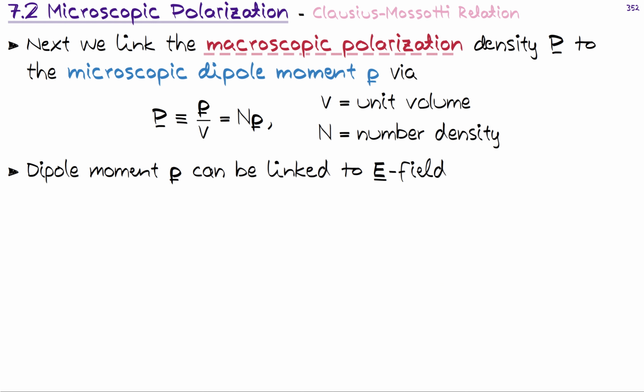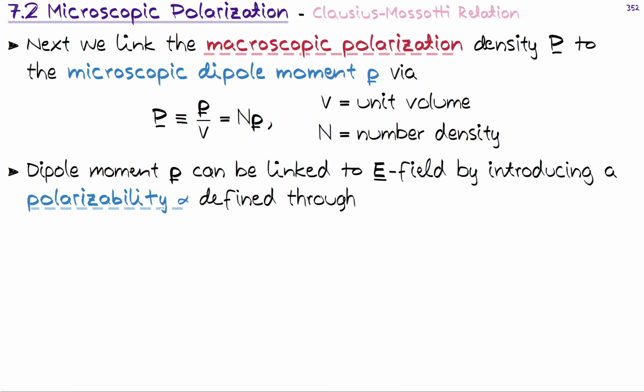It could be, for example, an optical field or a static field, depending on the problem we want to solve. And for these two quantities, the incident field and the induced dipole moment, we can write their relation using a polarizability alpha as a material parameter. This polarizability alpha gives us the response on the microscopic scale from the matter, and it is defined with an equation so that the dipole moment is equal to the polarizability alpha times epsilon naught, the vacuum permittivity, times the local field.